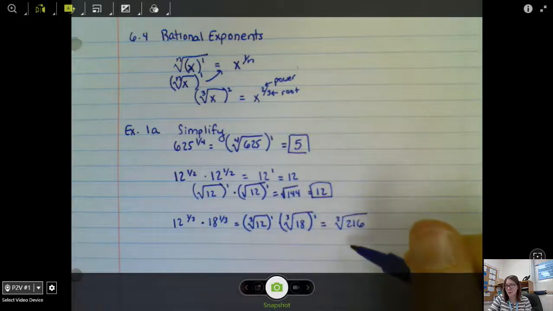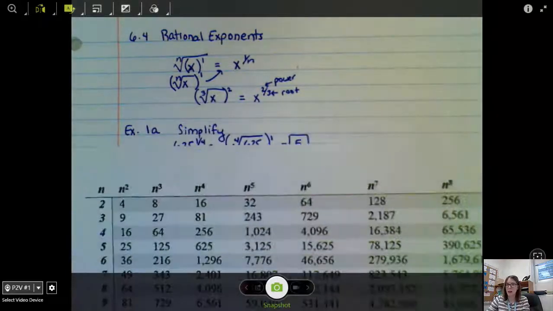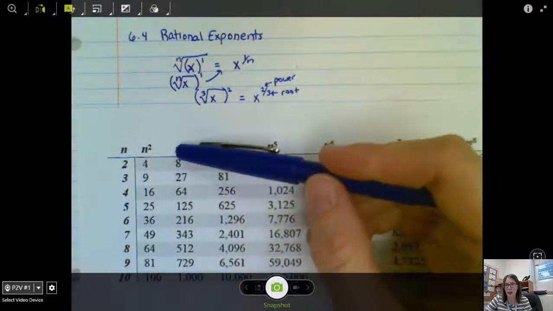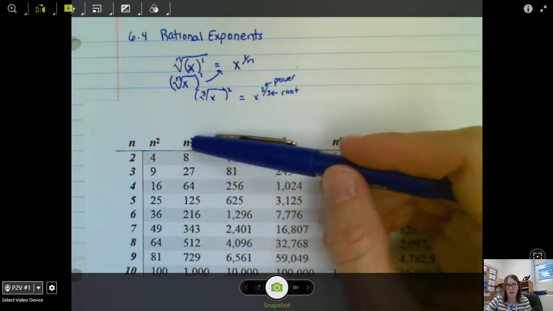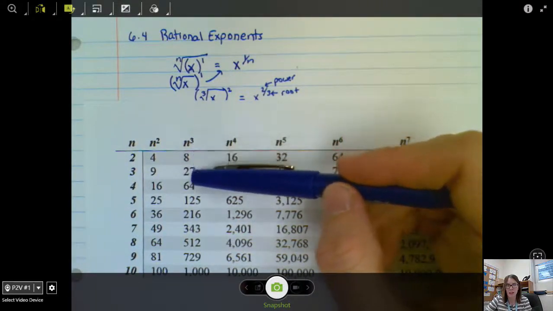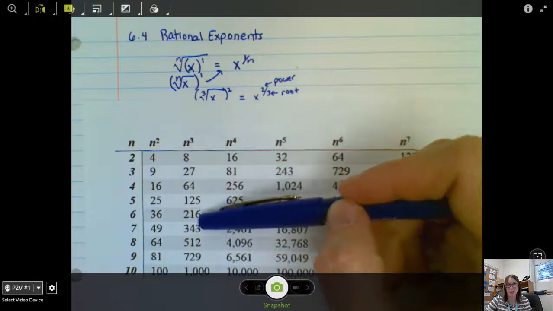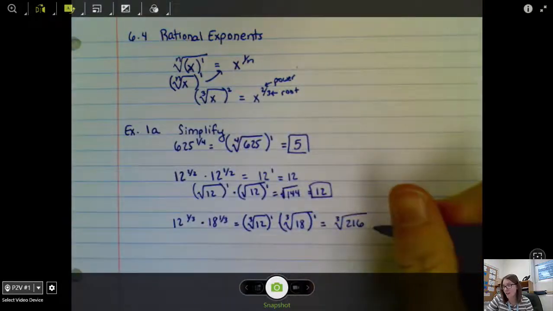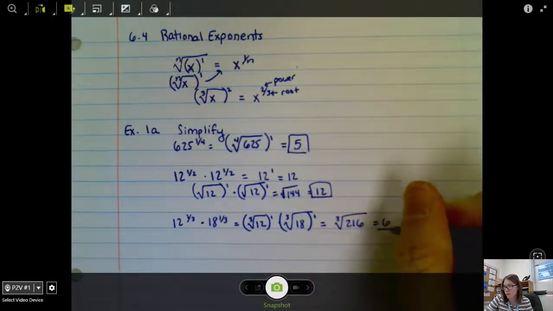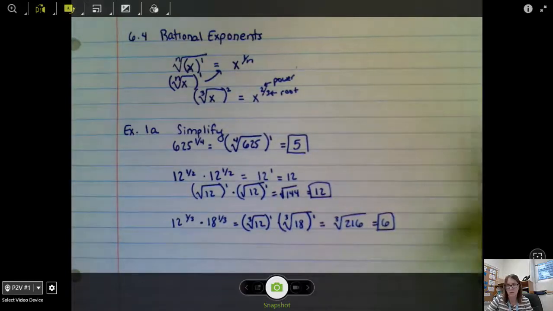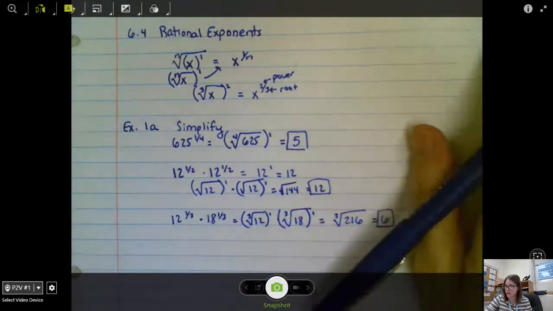Well, let's see if we can simplify this at all. Go back to our power table. We have cube root, so we want to look in the third column. 216, let's see, that is a perfect cube, 6 cubed. So 6 is our final answer.